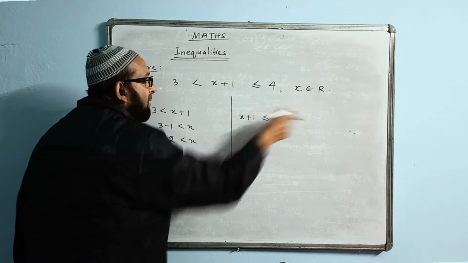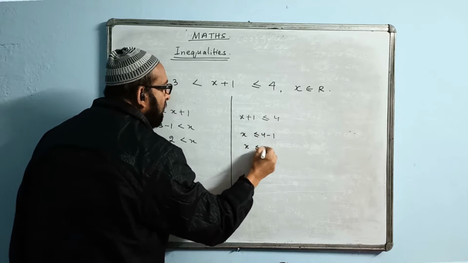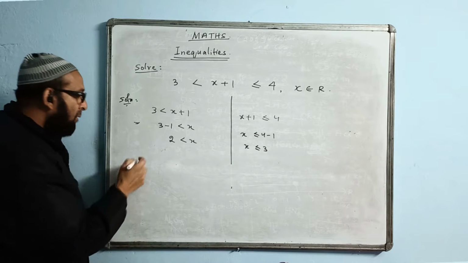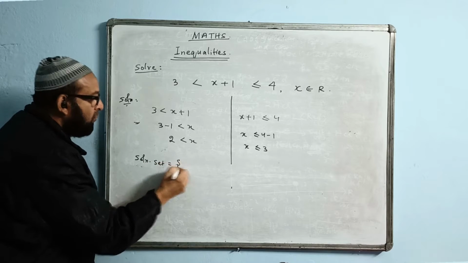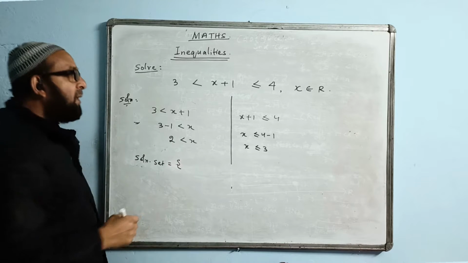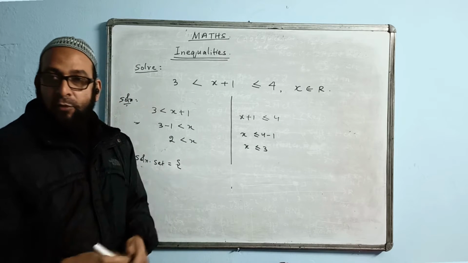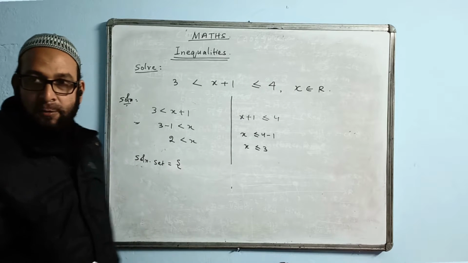Other side, this one will go the other side, it will become like this, x less than 4 minus 1, x less than 4 minus 1 is 3. Now we will write the solution set equal to, what kind of number is this? Real numbers. We cannot write this as a separate answer, we cannot write it with a comma because this contains everything, infinite numbers.